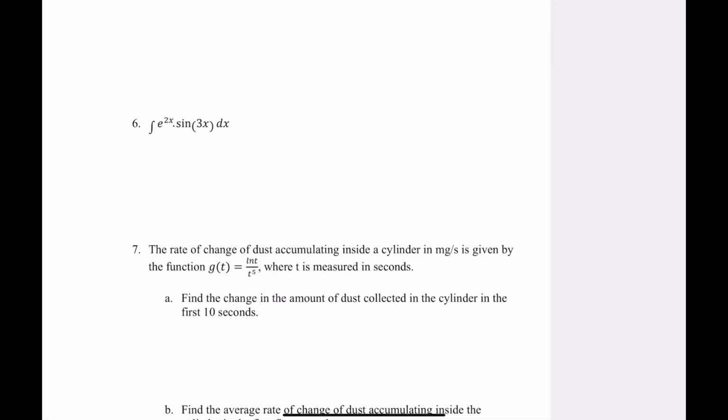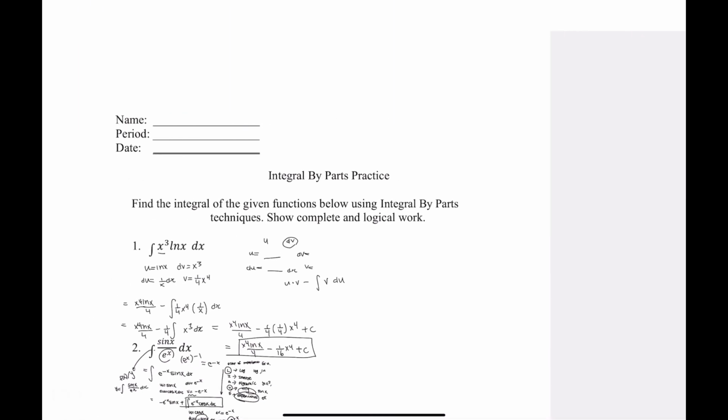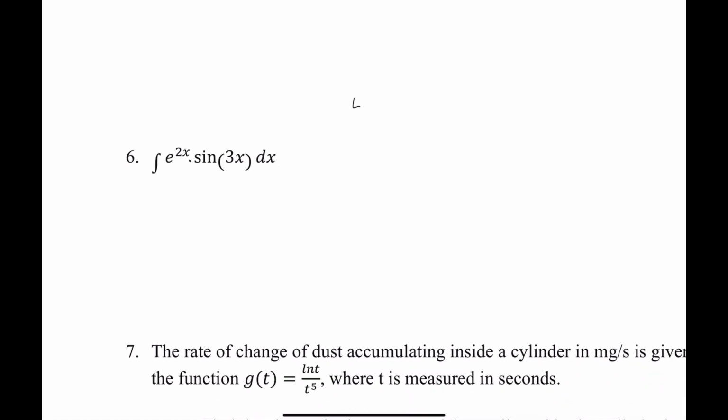Alright, so we're back with integral by parts practice part 2. We're going to start with number 6, which is the integral of e to the 2x times sine 3x dx. This one is similar to number 2 because we're dealing with exponential and trig again, so I think it's going to be pretty similar. We're going to start with the formula LIATE.